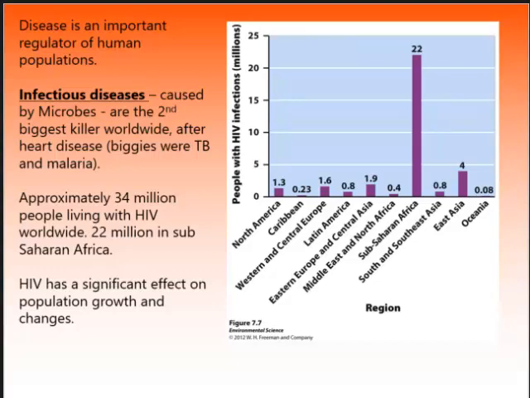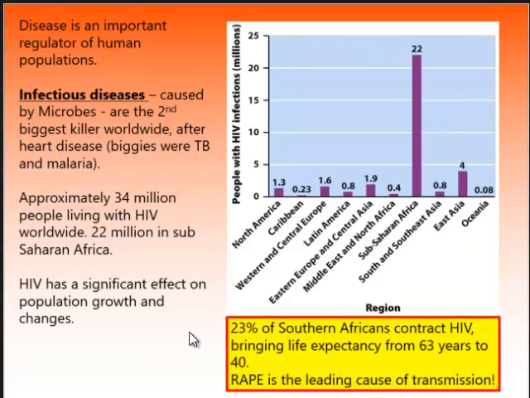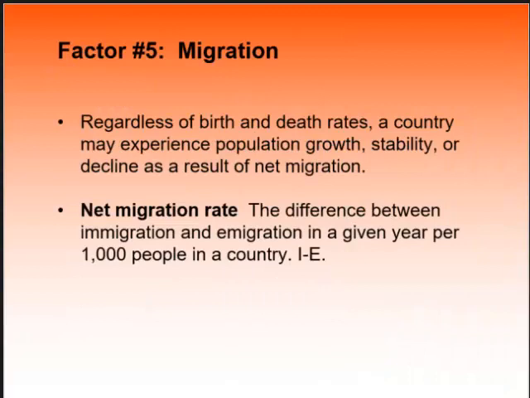And it affects population growth and population changes. By the way, 23% of Southern Africans contract it, which brings their life expectancy down. So instead of living to 63 years old, they live to only 40. And rape is the leading cause of transmission of HIV in sub-Saharan Africa.